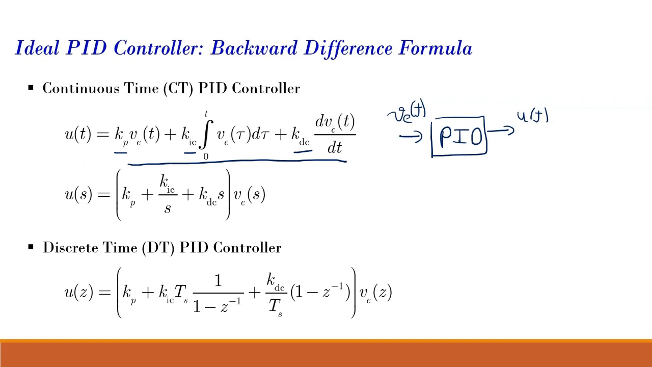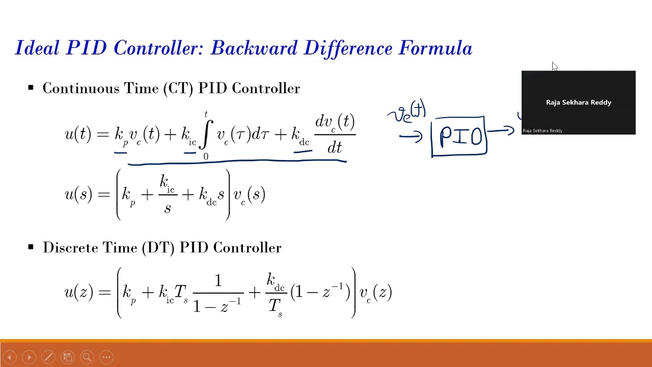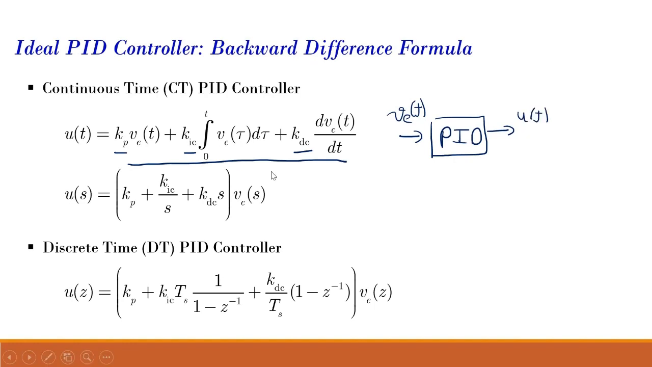Now we want to convert. This is the PID controller equation. For voltage mode control, we use a PID controller. For current mode control, it is not required to have the derivative part, so we use a PI controller or type 2 compensator.